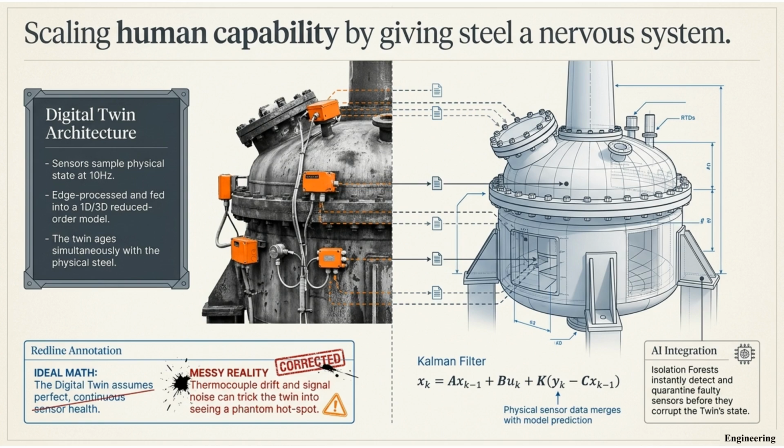A digital twin architecture samples physical sensor data at high frequencies using Kalman filters to merge it with models. If a sensor drifts, the system identifies and quarantines it, ensuring the integrity of the data stream.